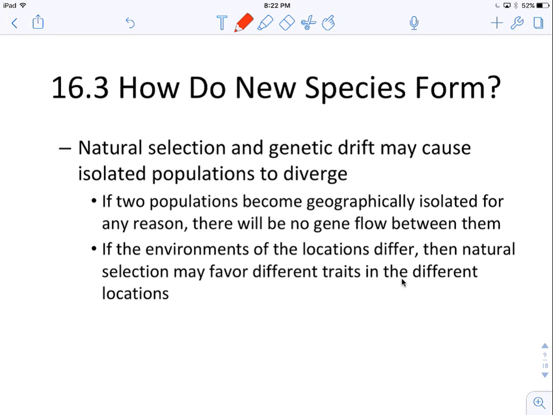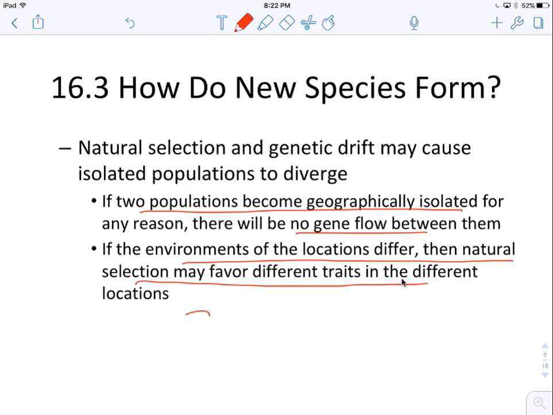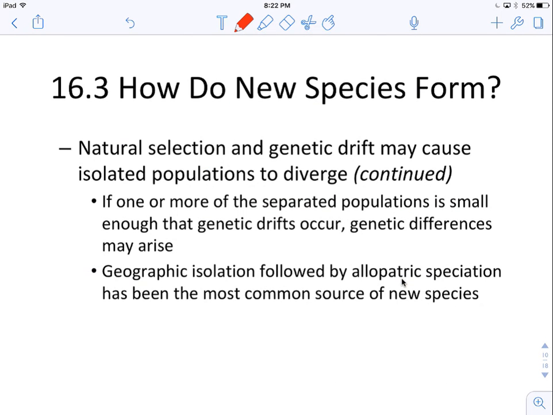So once the populations become isolated, there's no gene flow between them. And if the environments and locations differ, then natural selection may favor different traits in the two different locations. And again, Galapagos was a nice handy example of all of this happening.